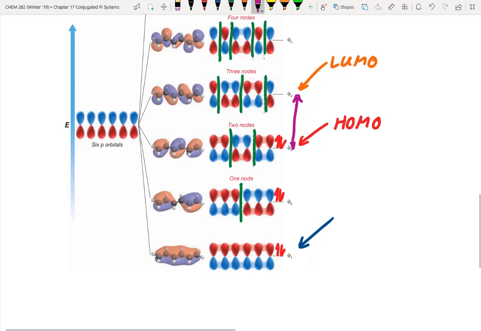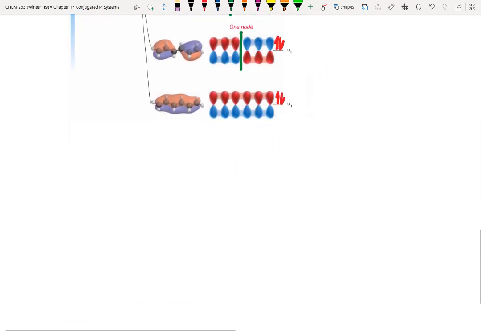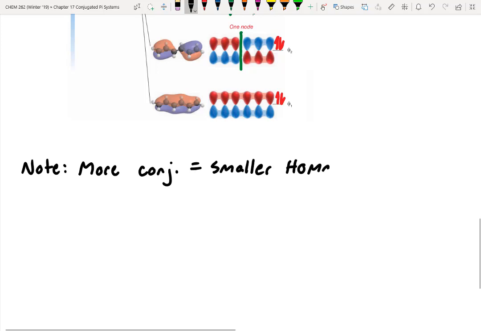So let's make a little note about that. More conjugation equals smaller Homo-Lumo gap. And this is referred to as frontier molecular orbital theory. Frontier molecular orbital theory basically neglects all of the orbitals outside of your HOMO and your LUMO orbitals. Those are the ones that are most interesting because you can excite your HOMO electrons to your LUMO level.